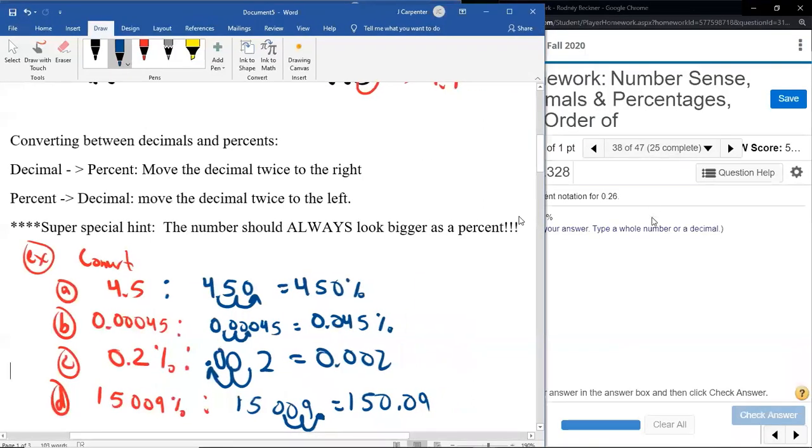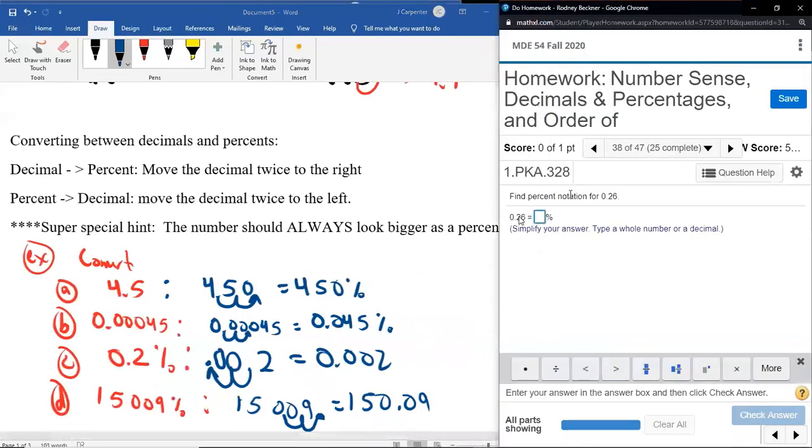All right, so let's see if we can get this right then. Find the percent notation for 0.26. The percent should always look bigger. I actually like to tell myself that first because it can help me know which way to move without doing it wrong first. We're supposed to make a number that looks bigger than this. If I go left, it's going to make it look smaller and smaller. That tells me to go right twice, and you'll end up with 26.